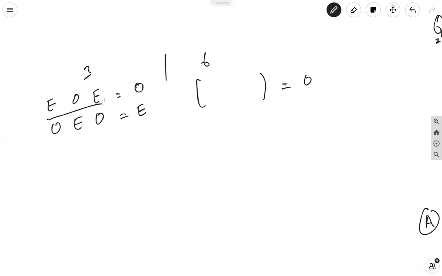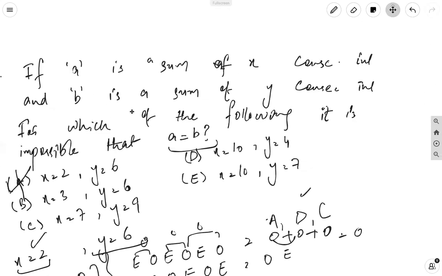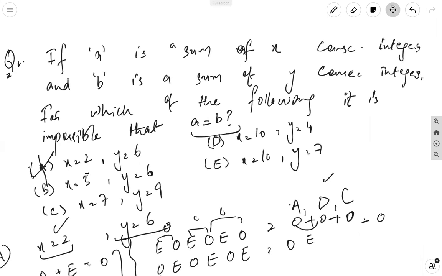If we are starting with even, both are equal. And if we're starting with odd, both can never be equal. But the question is saying, which of the following is impossible. It means this is again not the answer. We are searching for a value that is never equal in any case. Right?